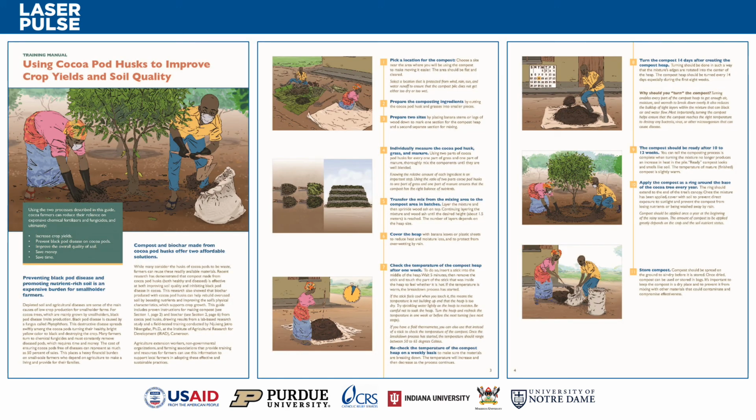Print products also can be effective ways to offer general information, modeling, and demonstration. For example, consider this training manual developed by the Research Technical Assistance Center, a sister project to Laser Pulse. The manual offers important information and step-by-step modeling of a process for improving crop yields and soil quality. Distributing the manual to stakeholders would be an excellent way to help them develop awareness and understanding of this process.